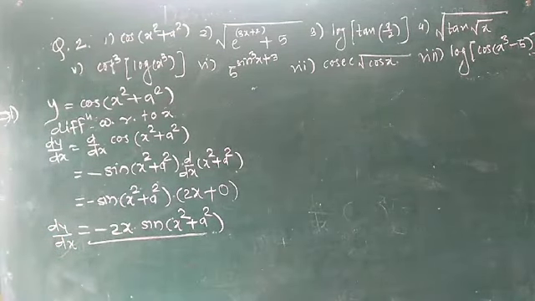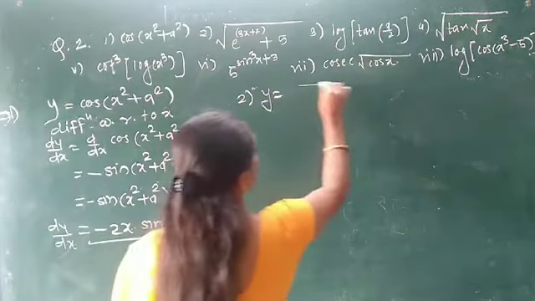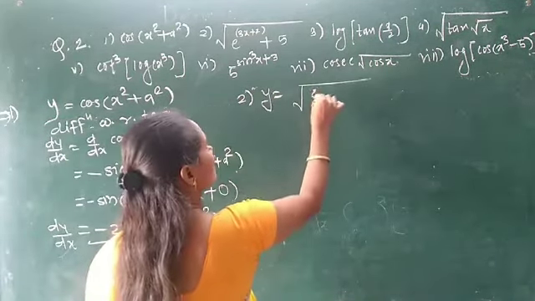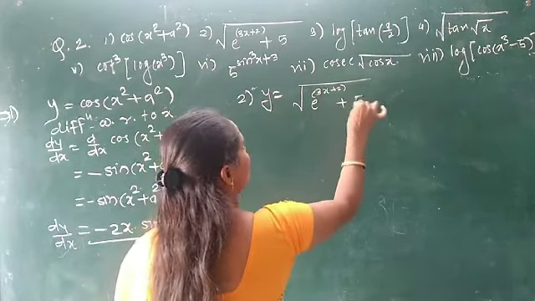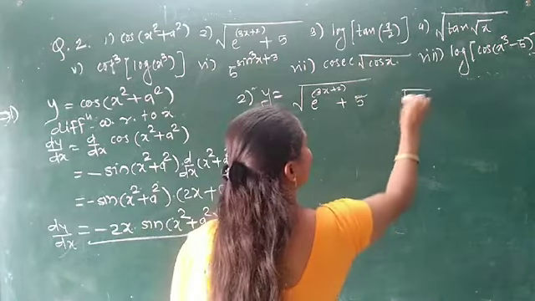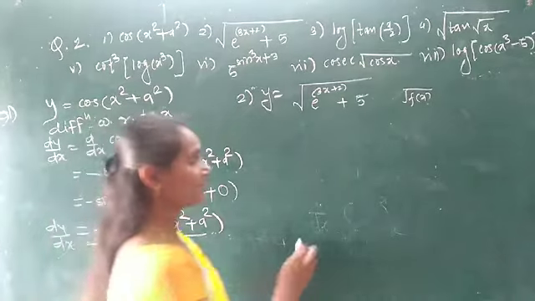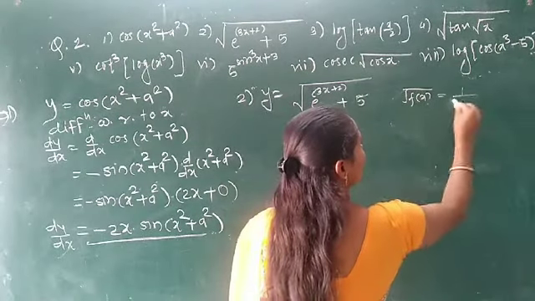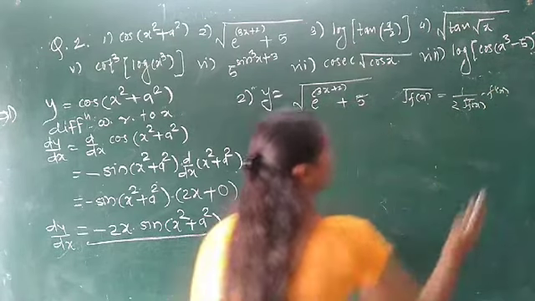Now the second question. y is equal to root of e raised to 3x plus 2, plus 5. Now this is in the form of root f of x. And what is the derivative of root f of x? 1 upon 2 root f into f dash of x.